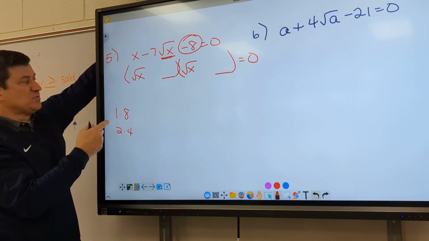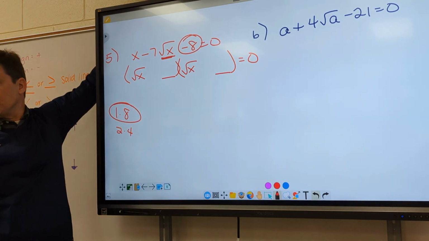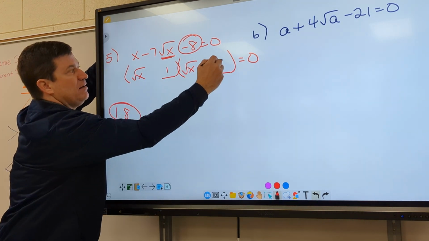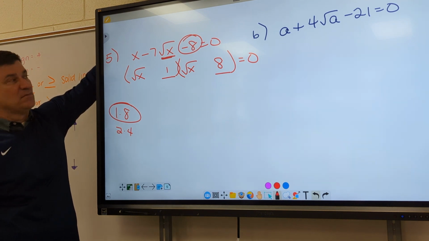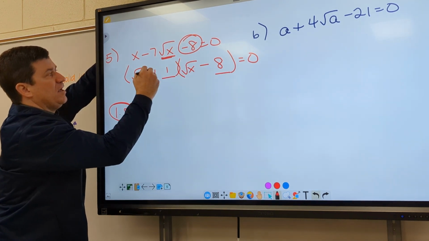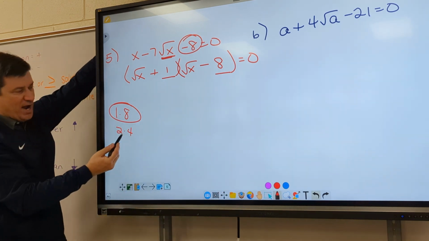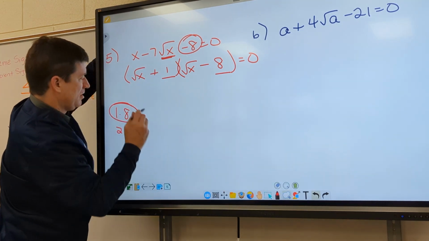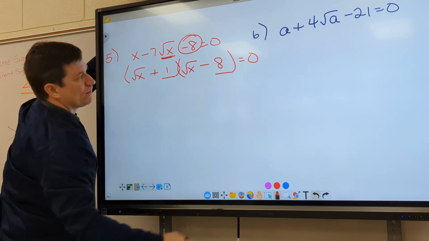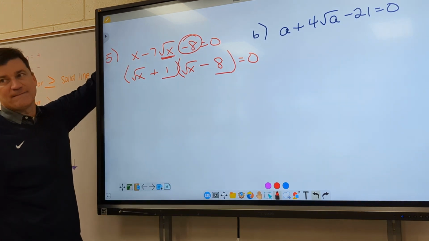All right, so on this one, 1 and 8 are the only options, right? So I got 1 and 8. Now which one gets the positive, which one gets the negative? Negative on the 8, plus there, good. Because if we subtracted this, 4 minus 2, I would only get 2 in the middle, and we had to get 7. All right, so we're good there.